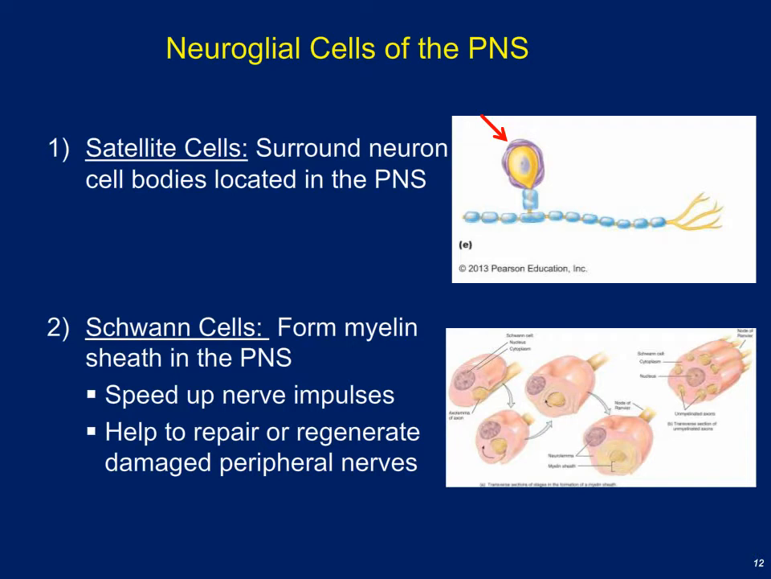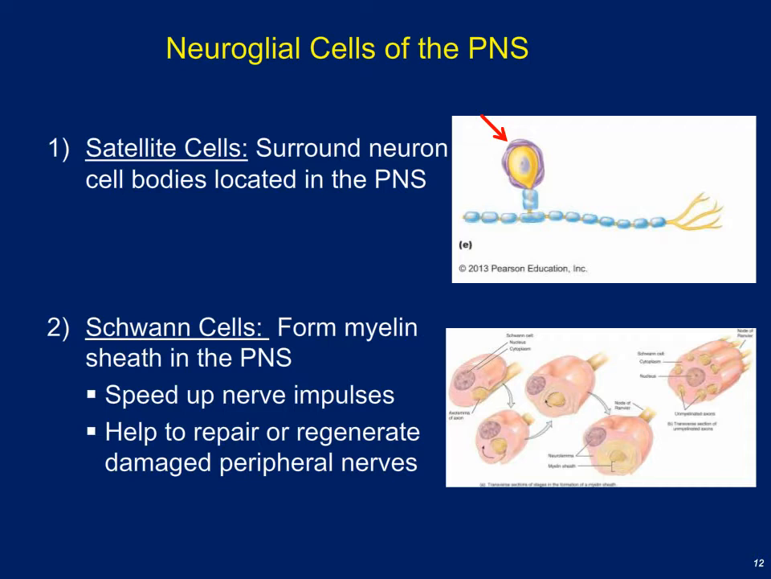Now, within the peripheral nervous system, we find fewer types of neuroglial cells, but they are still very important. And these include things like the satellite cells. Now, satellite cells surround the neuron cell bodies that are located in the peripheral nervous system, whereas Schwann cells are the cells responsible for forming the myelin sheath within PNS neurons. Now, the myelin sheath is very important both in the central nervous system and also in the peripheral nervous system because it helps to speed up the velocity of nerve impulses.